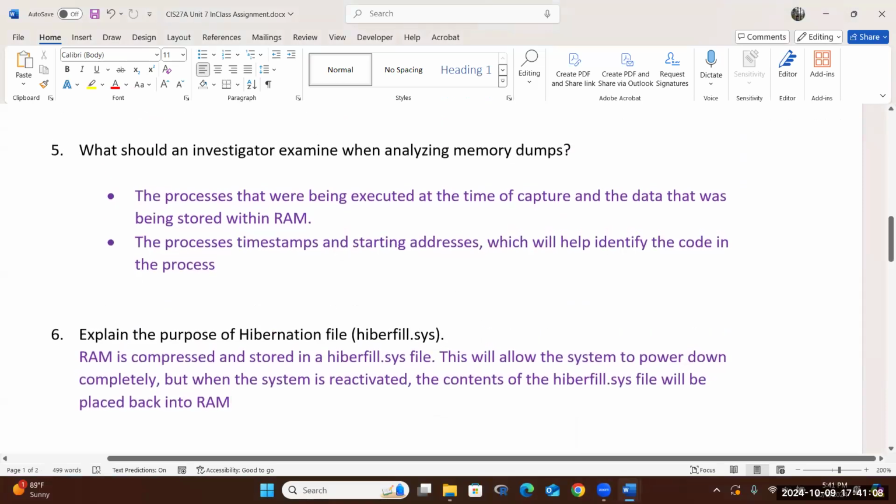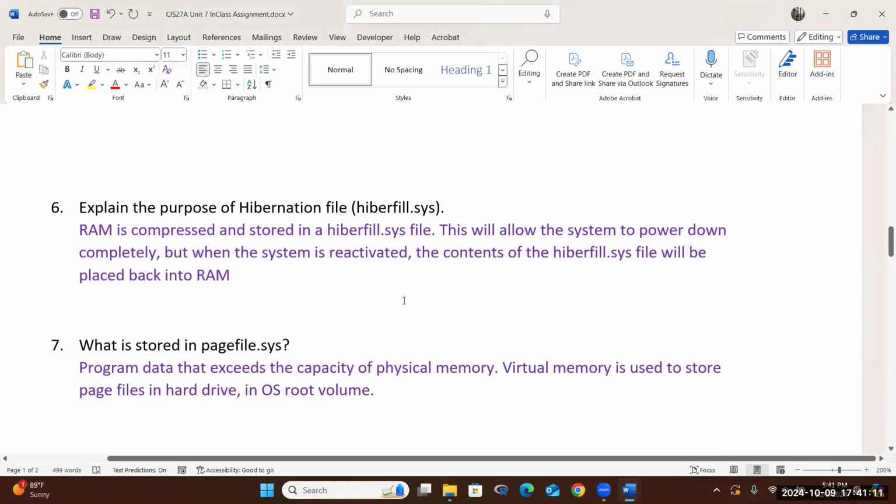Okay, so let's move down. So what is stored on your page file? Your program data that exceeds the capacity of the actual RAM. So let's say that you're playing a game that requires more memory than what you currently have, and you don't have supplemented memory in your video adapter, right? This is why gamers want to have a better video card, because they would have a good cache size to store all of that information for their game for the visual effect, right?